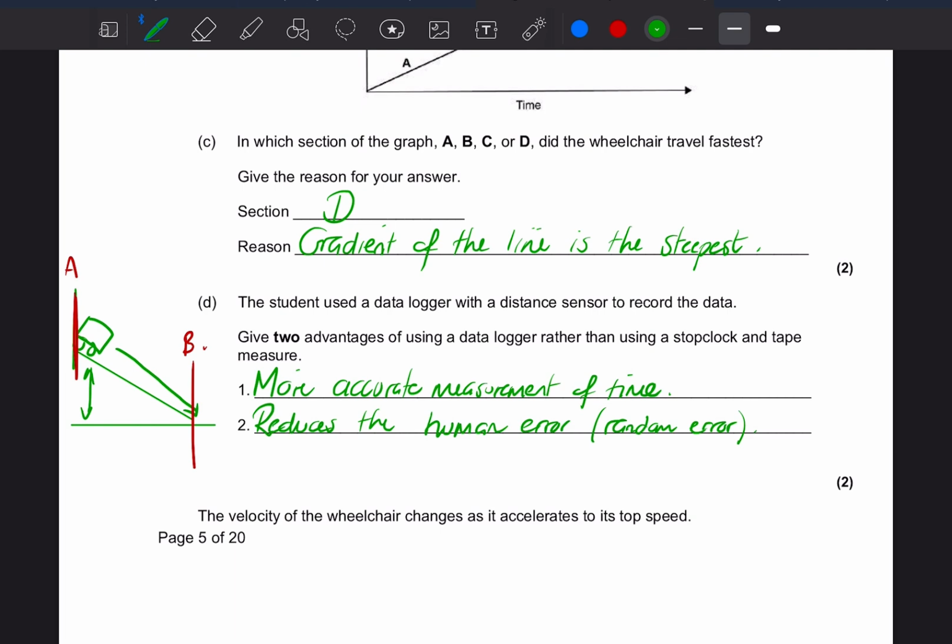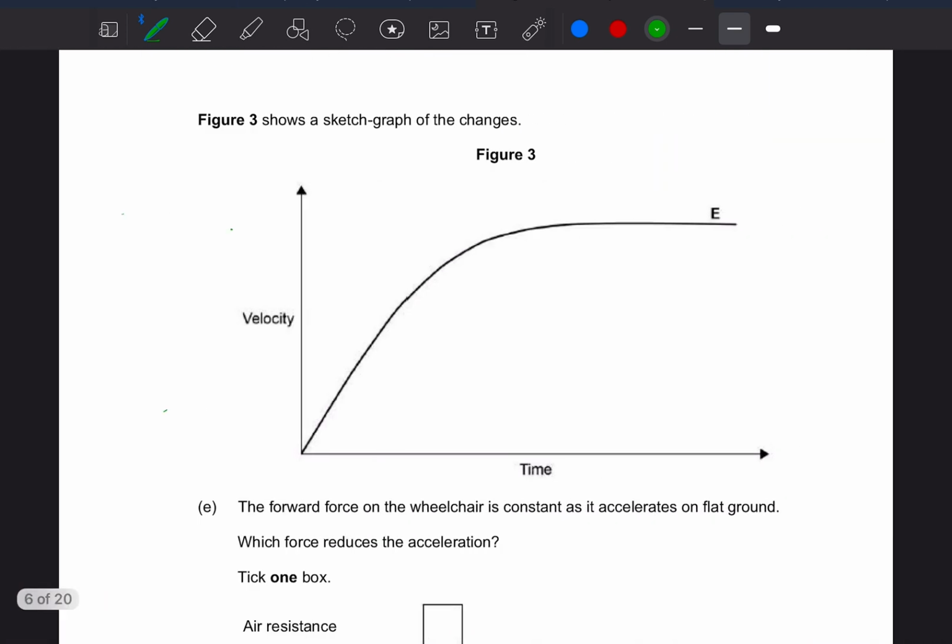Okay, next question. The velocity of the wheelchair changes as it accelerates to its top speed. Figure 3 shows a sketch graph of the changes. Again, there are no numbers on the y-axis or x-axis, so it's just a sketch. We're not going to have to figure out any data from it. But this is a velocity time graph, and as I said with the distance time graphs, people get confused between them. So this time we have this area here where we've got an increasing gradient, and an increasing gradient on a velocity time graph is acceleration.